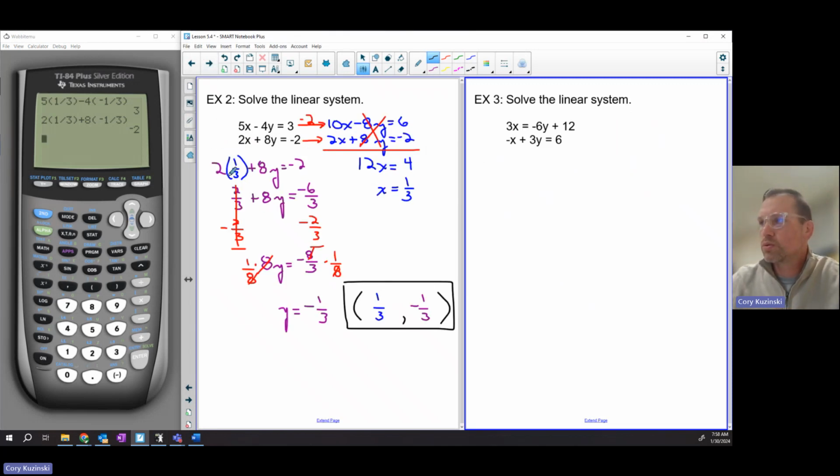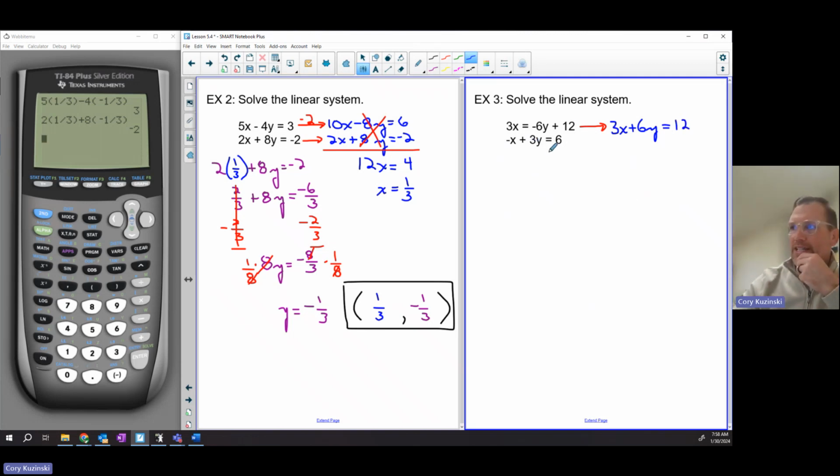All right. We've got issues here because when we do the elimination method, we want the equations in standard form, and the bottom equation is in standard form, but the top equation isn't. So I'm going to take this equation, add 6y to both sides, and rewrite it like this: 3x plus 6y equals 12. Okay, so now I've got that in standard form.